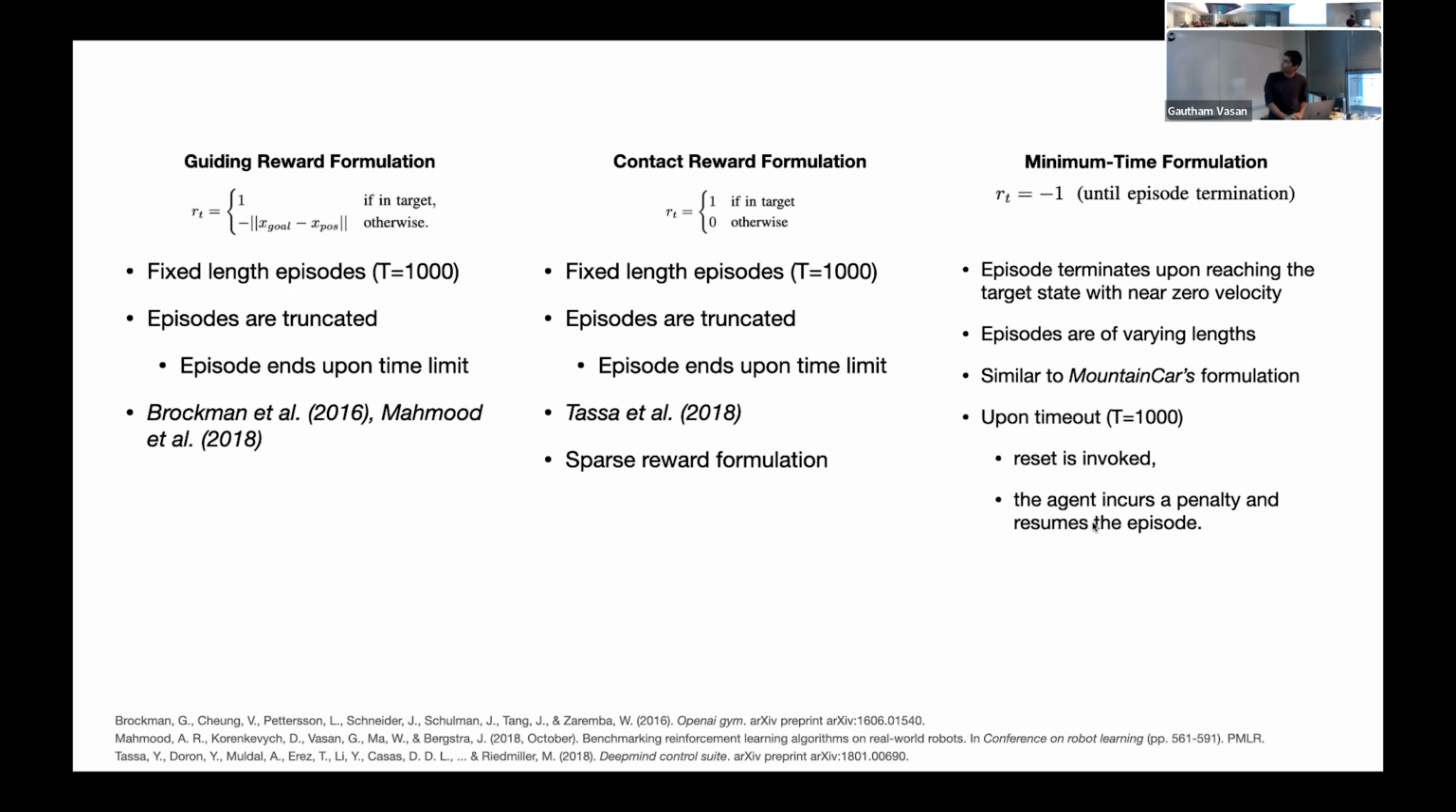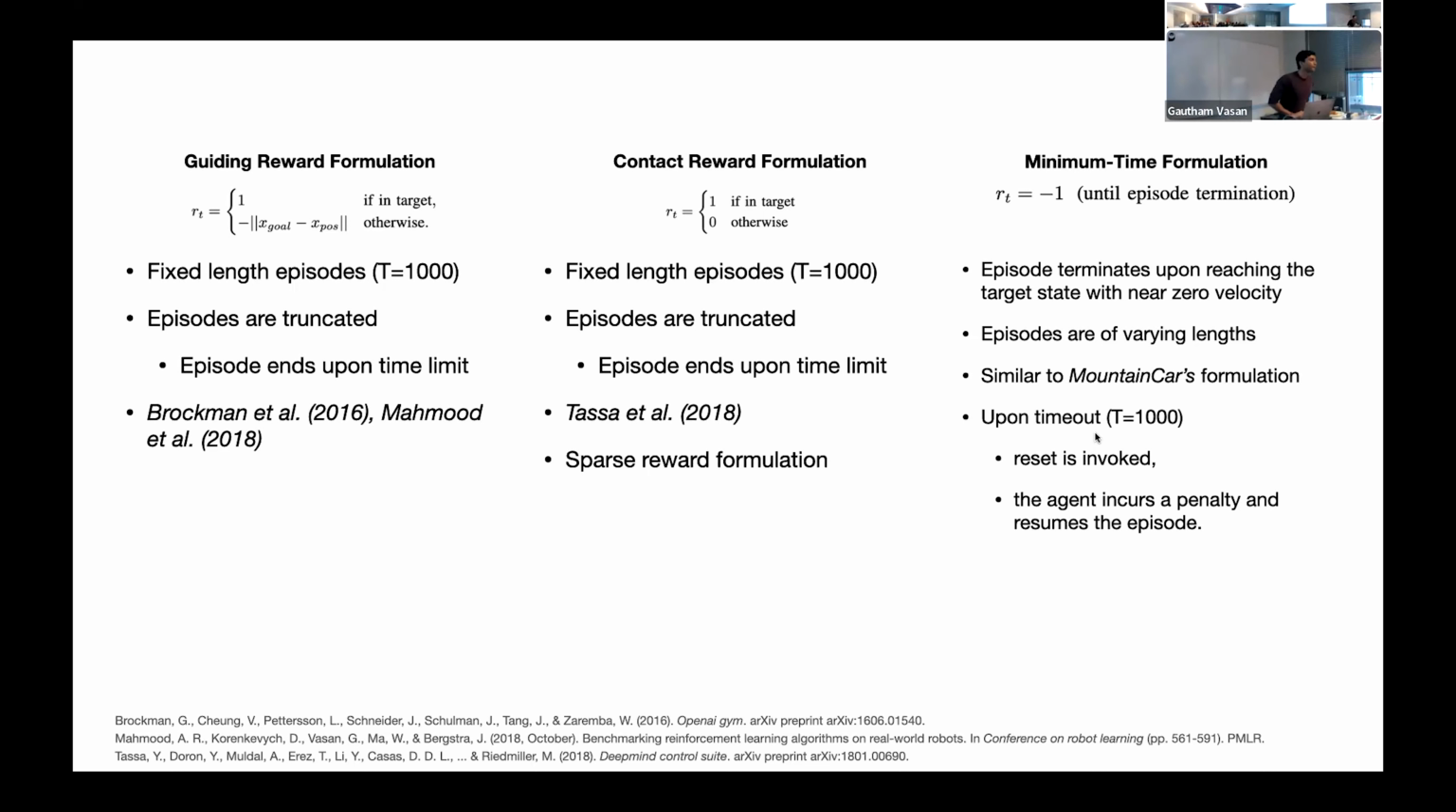There's also one additional caveat. We don't want the policy to get stuck in some weird state and then not recover from it. So you still have a notion of a timeout every 1,000 steps. If the agent hasn't figured out how to reach the goal yet, the goal still stays the same, but you reset the arm so that it gets unstuck. But to invoke this reset procedure, there's a penalty.